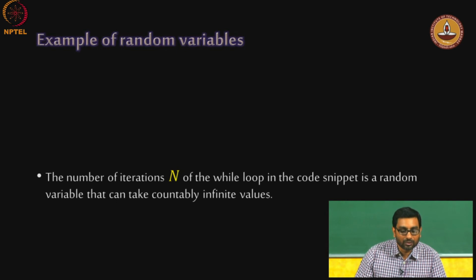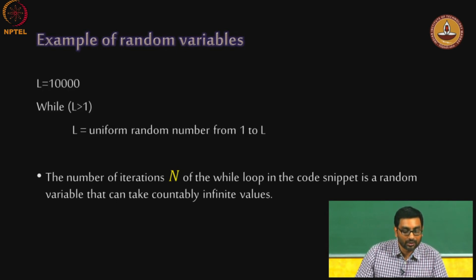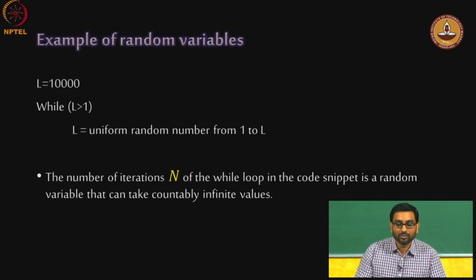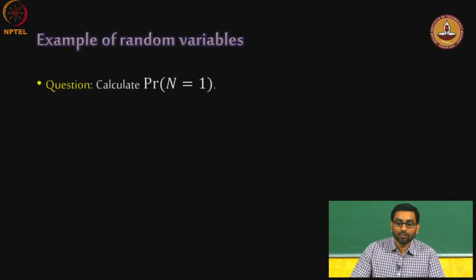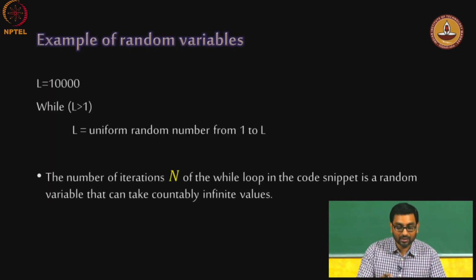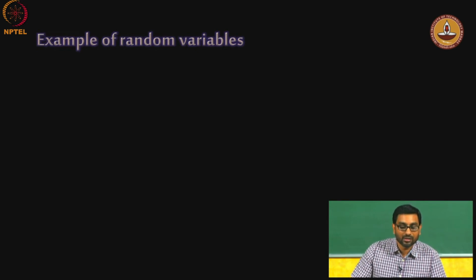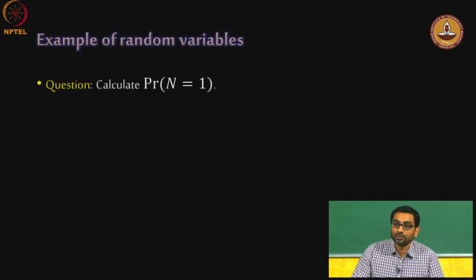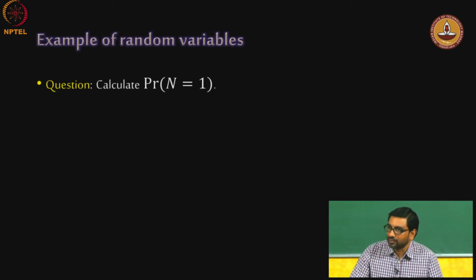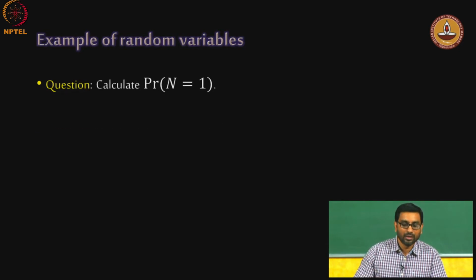Coming back to this loop, the number of iterations of the while loop in the code snippet is again a random variable. As we saw, it can take a countably infinite number of values. What is the probability? Remember, these are random events. Let n denote the number of iterations. What is the probability that n equal to 1? It is 1 over 10,000. With probability 1 over 10,000, you would choose the value of L to be 1, in which case it exits the loop.